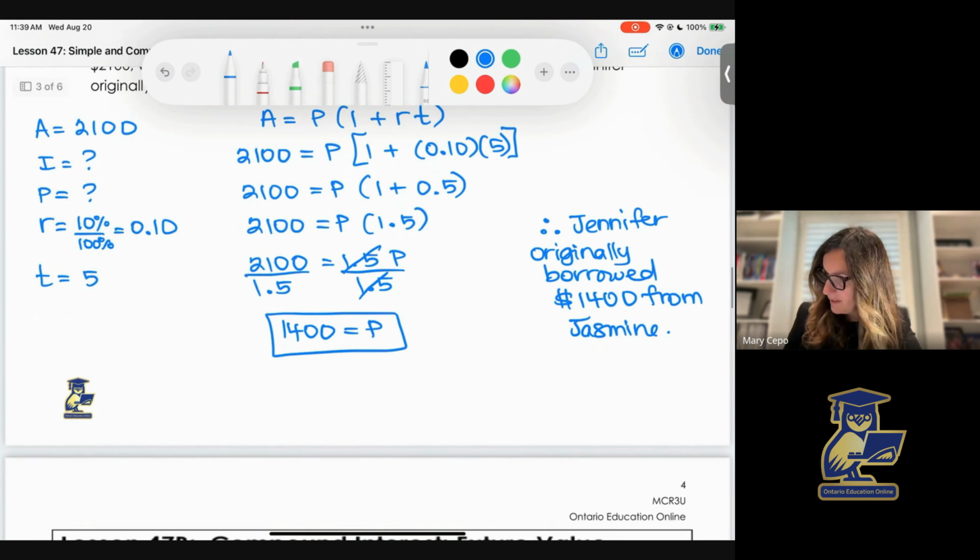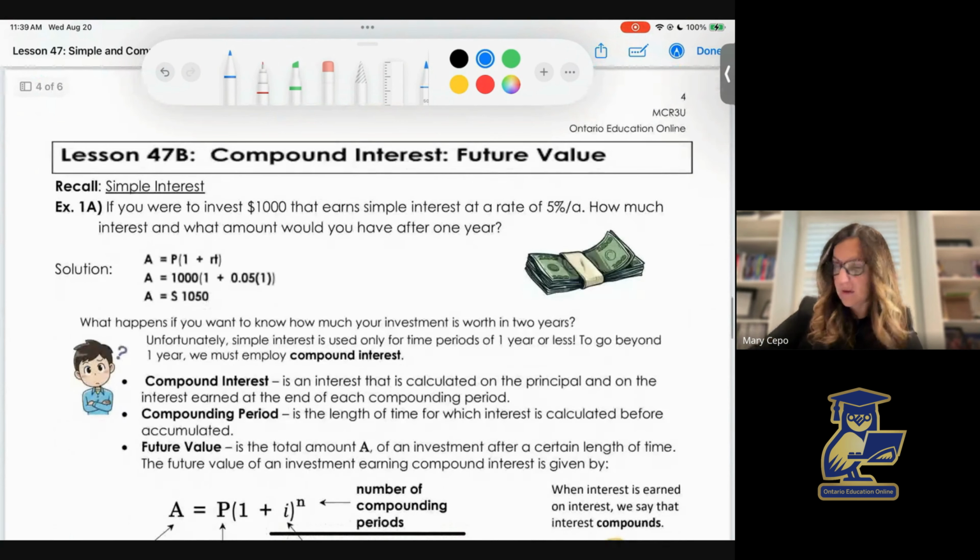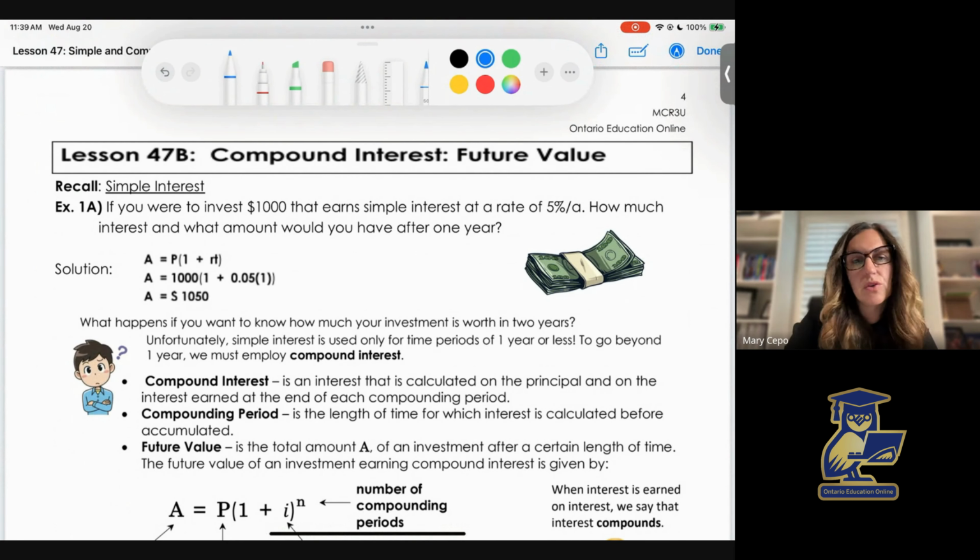Okay, so that would be simple interest. Compound interest works a little bit differently. So let's recall again, simple interest. If you were to invest 1,000 that earns simple interest at a rate of 5% per year, how much interest and what amount would you have after 1 year? So the solution would be take 1,000 times (1 plus 0.05 times 1). We learned it was 1,050.